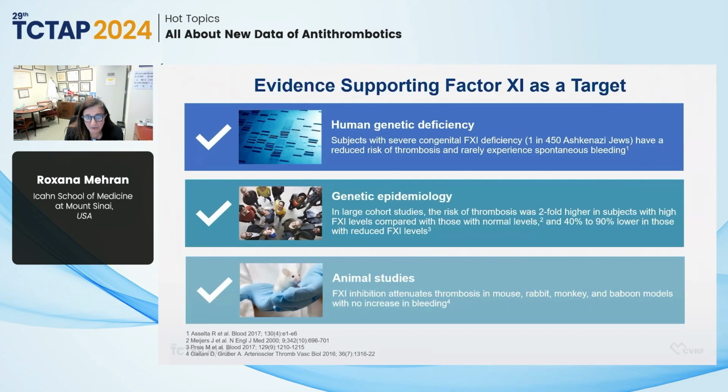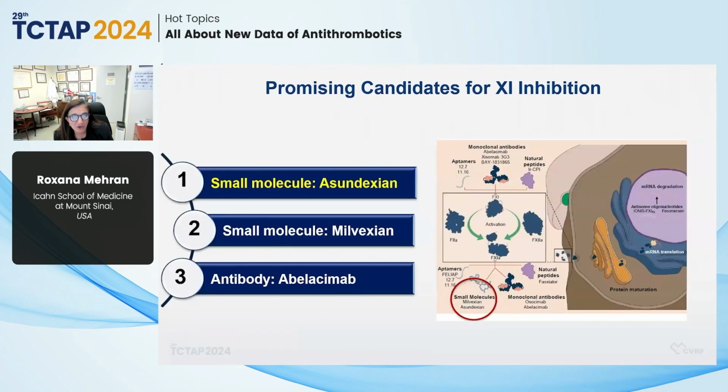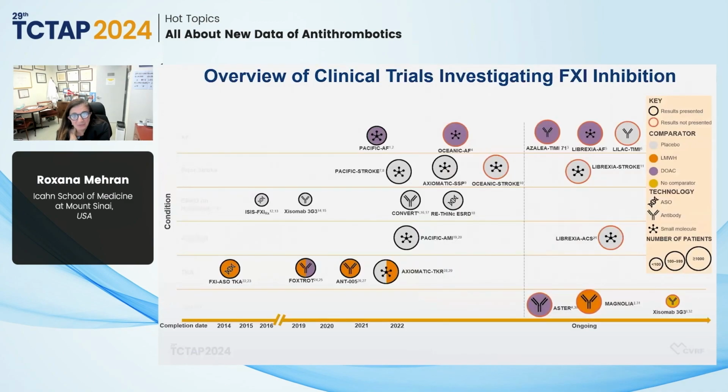The animal studies also show us that factor 11 inhibition attenuates thrombosis in mouse, rabbit, monkey, and baboon models without increasing bleeding. So this all brings us some hope for the future in factor 11 as a target. The promising candidates are either the small molecules, asundexian and milvexian, or the antibody abelacimab, but there are also oligonucleotides that are being developed. The monoclonal antibodies have been studied, and they have also shown some important benefit and promise.